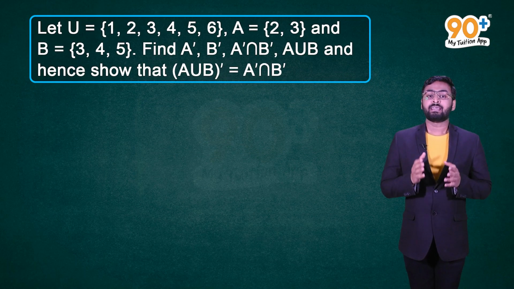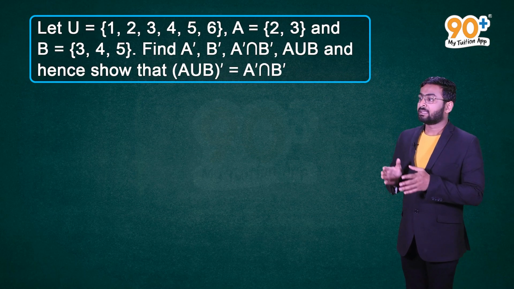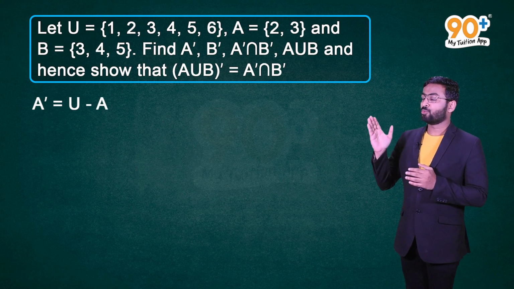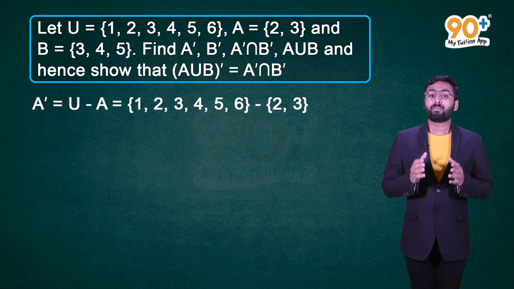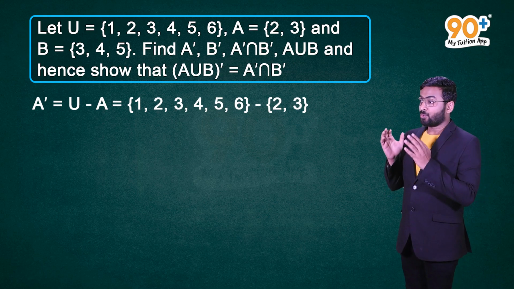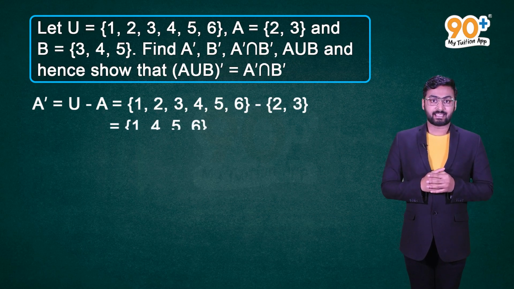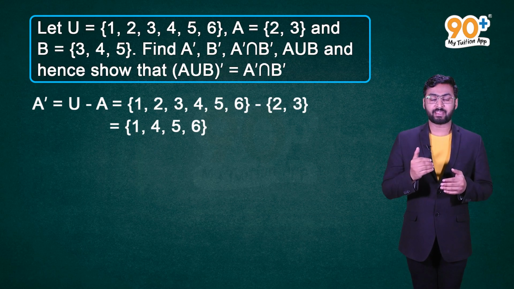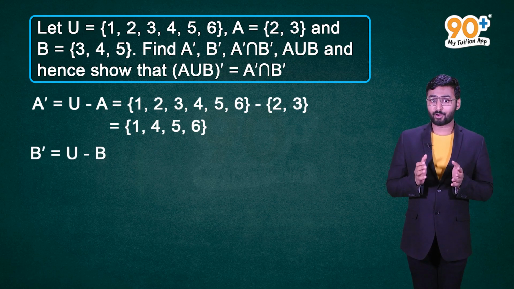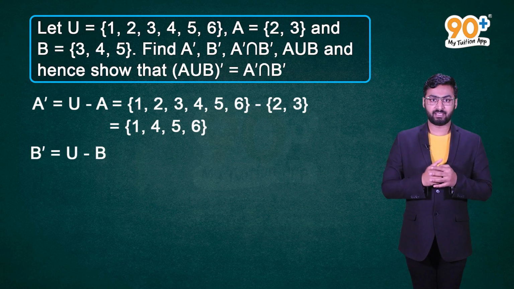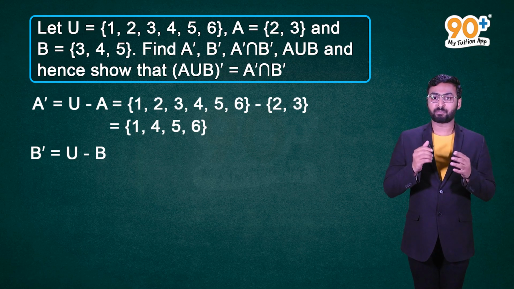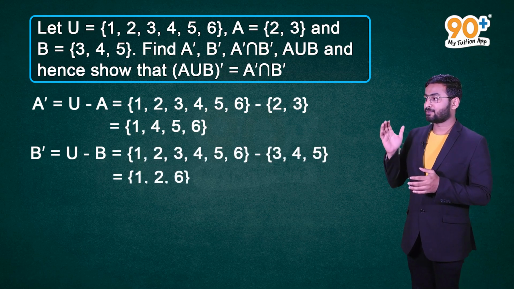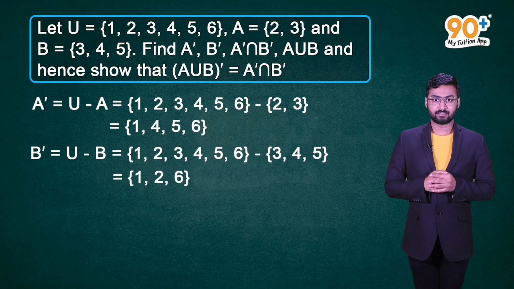First, let's find out A complement. We know that A complement is equal to U minus A, and that is the set of elements which belong to U but do not belong to A. So, A complement is equal to set 1, 4, 5 and 6. Next, let's find out B complement. B complement is equal to U minus B, that is the set of all the elements which belong to U but do not belong to B, and that is set of 1, 2 and 6.